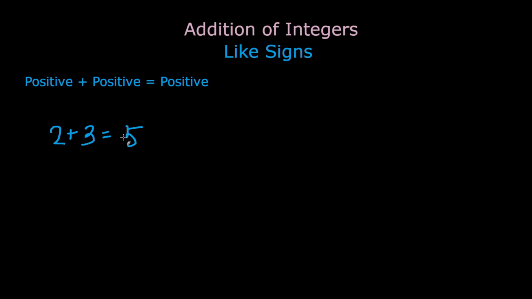Another example, we have positive 3 plus positive 3 is just equal to positive 6. Again, positive, positive, the result will be another positive.